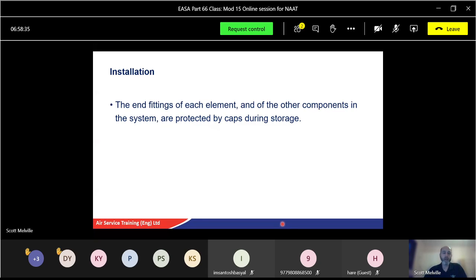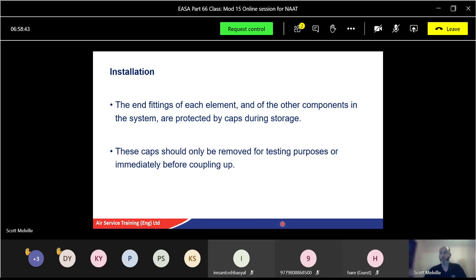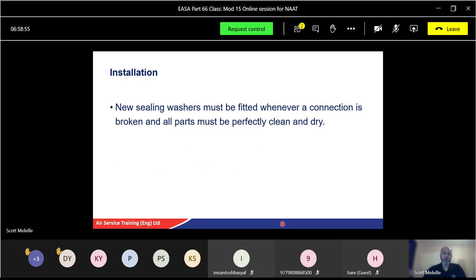Fittings of each element and any other components in the system are protected by caps during storage. Again, the rubber caps that go on, usually coloured red. Again, the caps should only be removed for testing purposes and immediately before coupling up, because it's so easy for a bit of dirt to get in there and cause some problems. I mentioned already, a new seal washer must be fitted whenever a connection is broken, and all parts must be perfectly dry and clean.